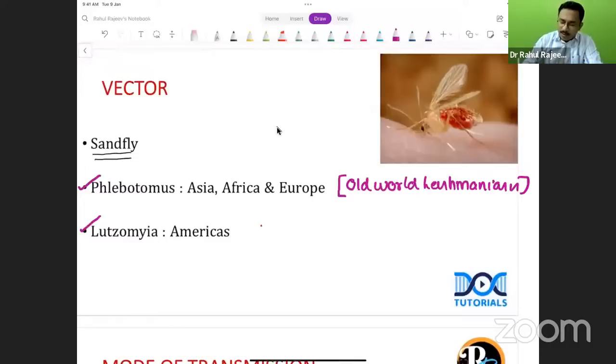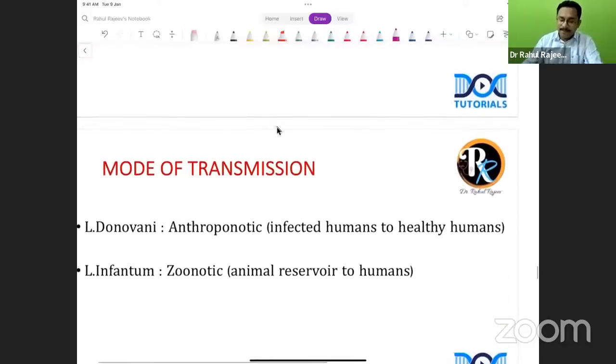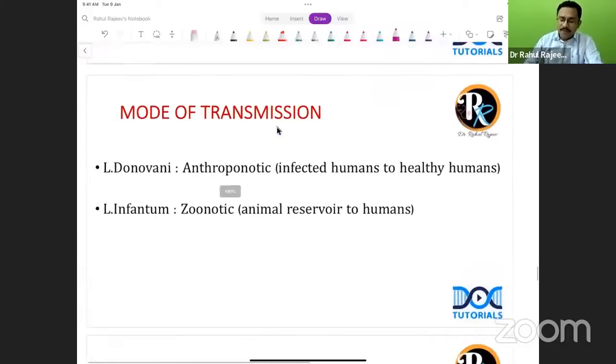And this one you call as new world leishmaniasis. New world leishmaniasis. Okay, new world leishmaniasis. Fantastic, right? Okay, now mode of transmission.